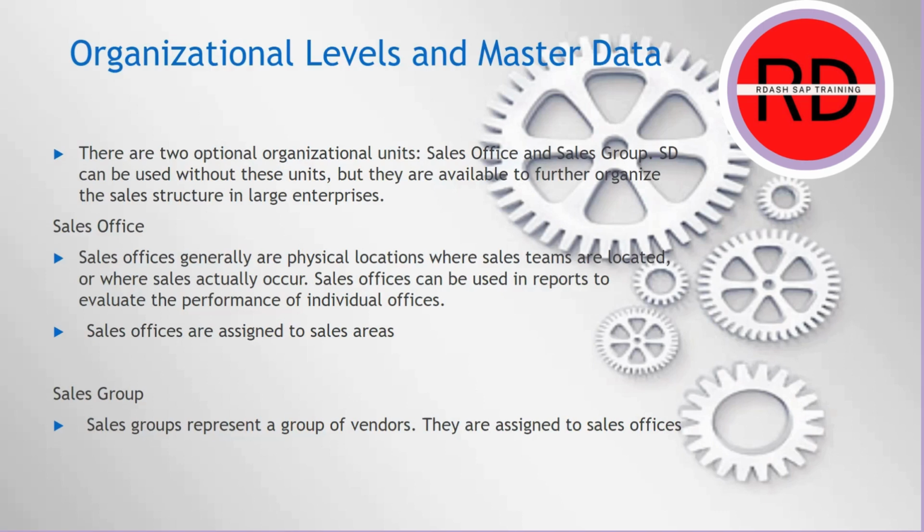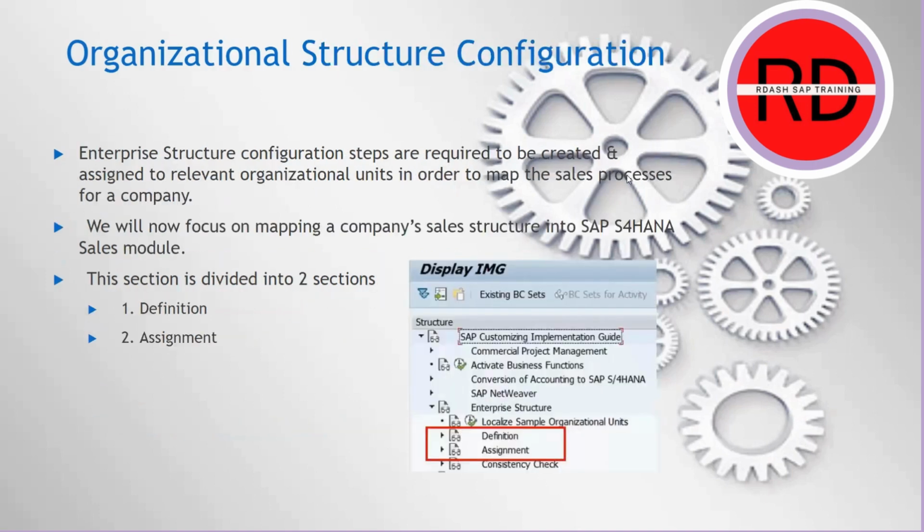So salespeople are assigned to sales area. So this is the assignment of sales office to sales area. As I mentioned in the previous slide, sales area is the combination of sales organization, distribution channel and division. So that combination should be there. Then sales groups represent a group of salespeople. They are assigned to the sales offices.